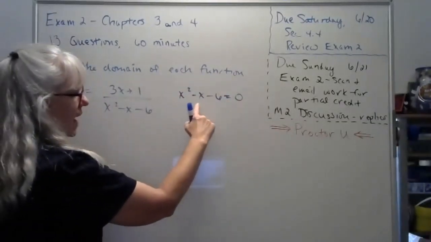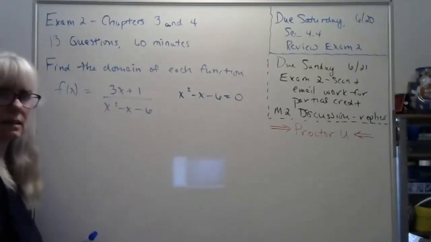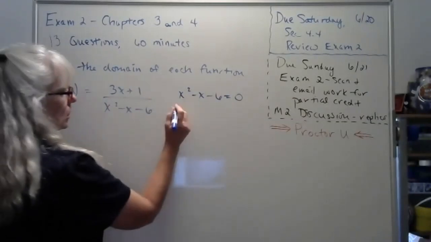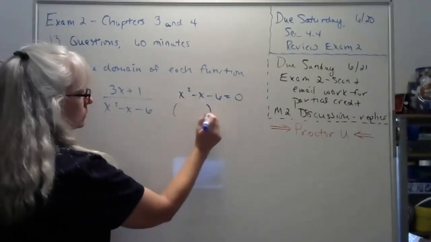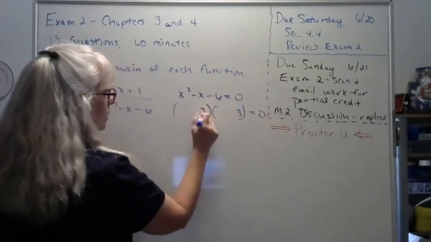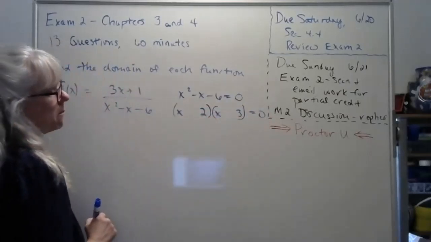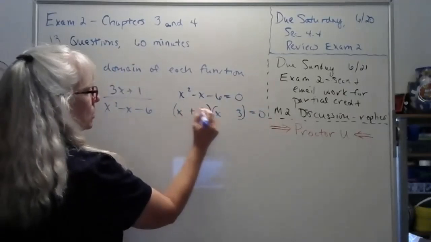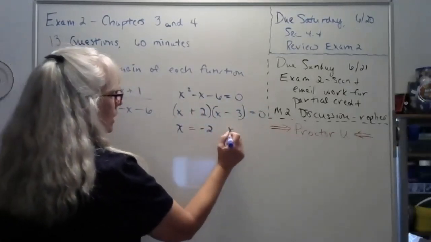I then need to factor that. So what does x squared minus x minus 6 factor into? 3 and 2. Good. And there's a 3, there's a 2, there's an x. Okay, what signs do you want on them? Positive 2, negative 3. Beautiful. So then x is negative 2 and x equals 3.